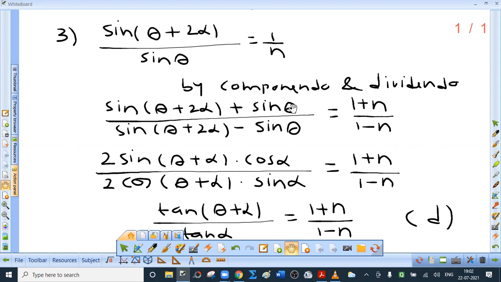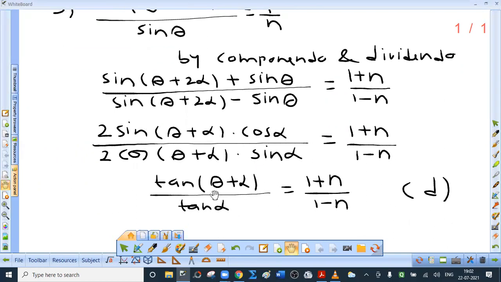Now on the LHS, what is sin A plus sin B, or sin C plus sin D? 2 sine of (first angle plus second angle) by 2 into cos of (first angle minus second angle) by 2. In the denominator, what is sin A minus sin B? 2 cos of (A plus B) by 2 into sin of (A minus B) by 2. Now, what is sine upon cos? Tan. See, I have written tan of (theta plus alpha). Cot alpha is nothing but 1 upon tan alpha. I haven't written that step. What is asked? Tan of (theta plus alpha). It is (1 plus n) upon (1 minus n) tan alpha. So the correct option is D.